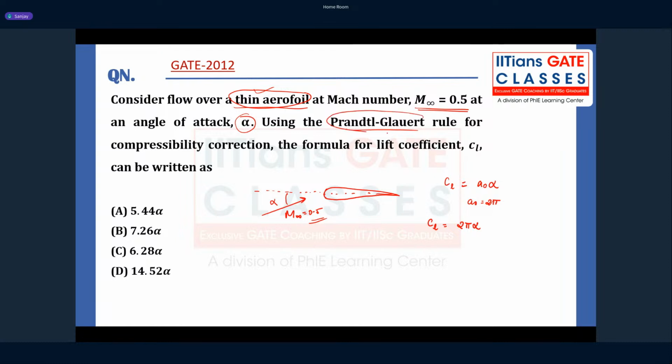So I use the Prandtl-Glauert compressibility correction, which means this is my CL naught. So my CL becomes CL naught by root of 1 minus M infinity square, which is 2 pi alpha by root of 1 minus 0.5 square. Okay, so if you just try to solve this, can you solve this and let me know what you get?